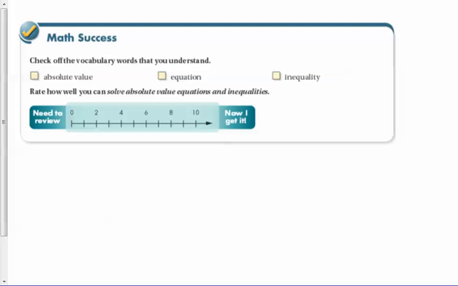So make sure you go back and double check that you know these definitions. You know what an absolute value is? That's the one that looks like this. An equation is an equal sign with variables and numbers, and an inequality is greater than or less than or greater than or equal to or something of that nature.